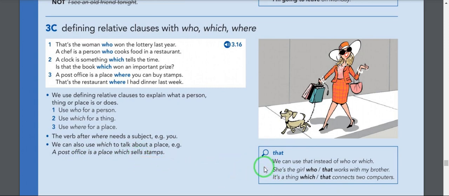That. We can use that instead of who or which. She is the girl who or that works with my brother. It's a thing which that connects two computers.